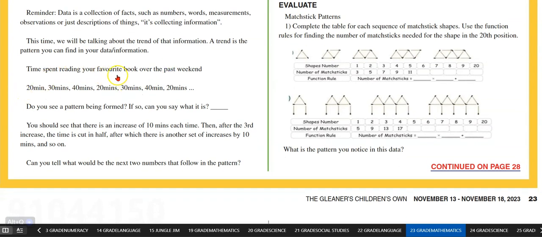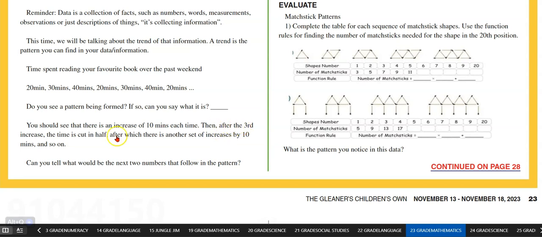Time spent reading your favorite book over the past weekend: 20 minutes, 30 minutes, 40 minutes, then 20 minutes, 30 minutes, 40 minutes, 20, and so on and so forth. Do you see a pattern being formed? If so, can you say what it is? You should see that there is an increase of 10 minutes each time. So 10 and 20 makes 30, 30 and 10 makes 40.